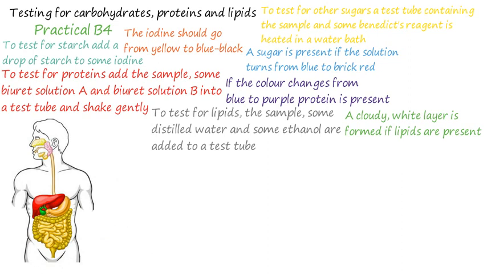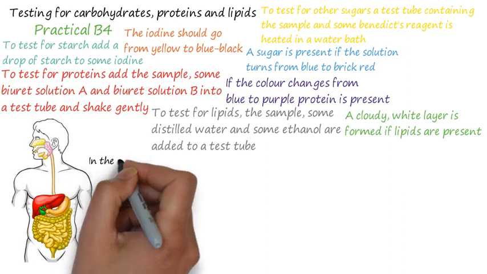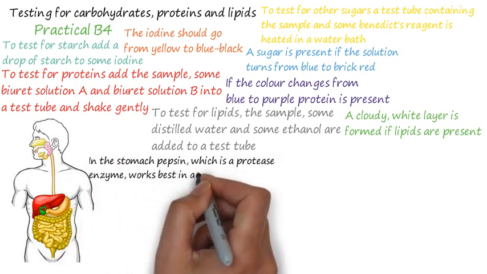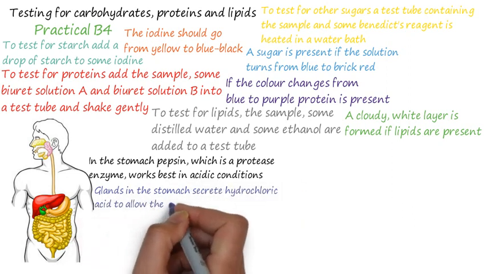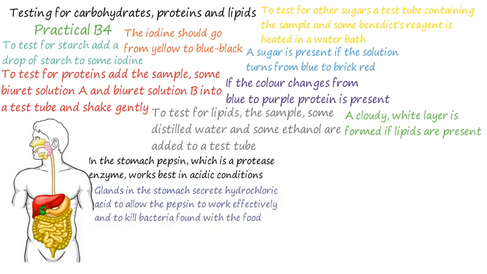We are now going to quickly look at the changing conditions of the digestive system. The pH of the digestive system is not constant. In the stomach, pepsin, which is a protease enzyme, works best in acidic conditions. So, glands in the stomach secrete hydrochloric acid to allow the pepsin to work effectively. The acid also kills bacteria found within the food. To protect the stomach lining from the acid, mucus is produced.